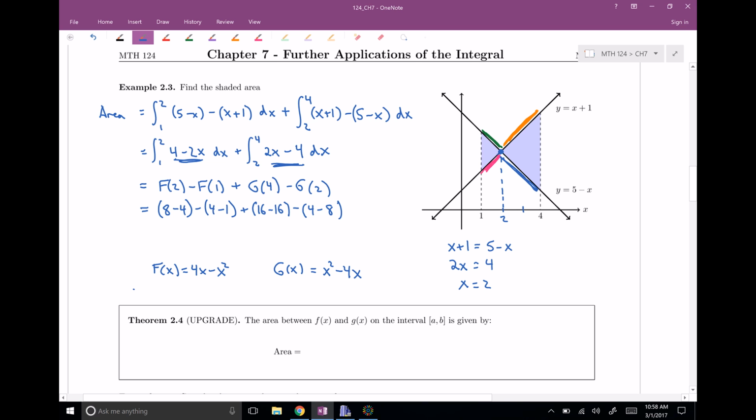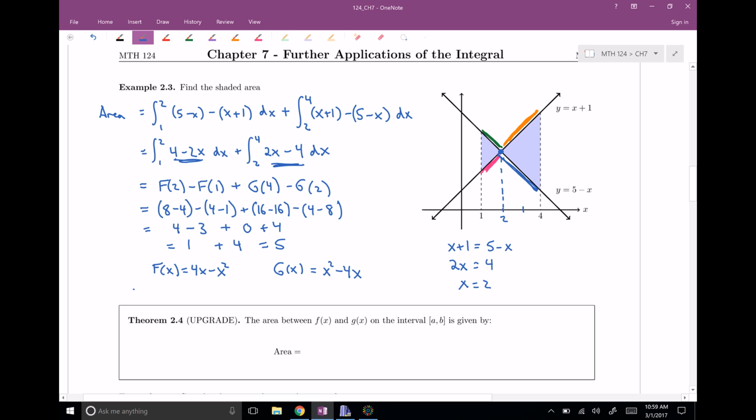Sorry, getting ahead of myself here. Okay, so again, plugging in 2 into my G function. So 2 squared, 4, and when I plug in 2 here, this becomes negative 8. Okay, let's go ahead and simplify down. We have 4 minus 3 plus 0, and then this is going to be negative 4, so plus 4. So altogether we have 1 plus 4, so that's 5.